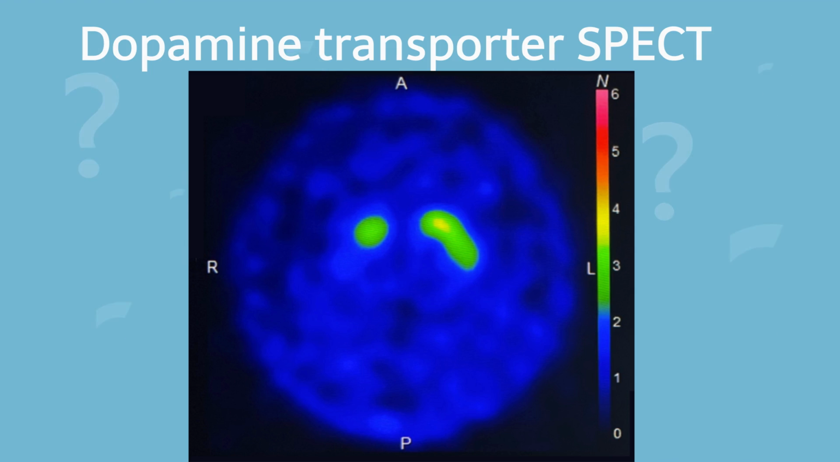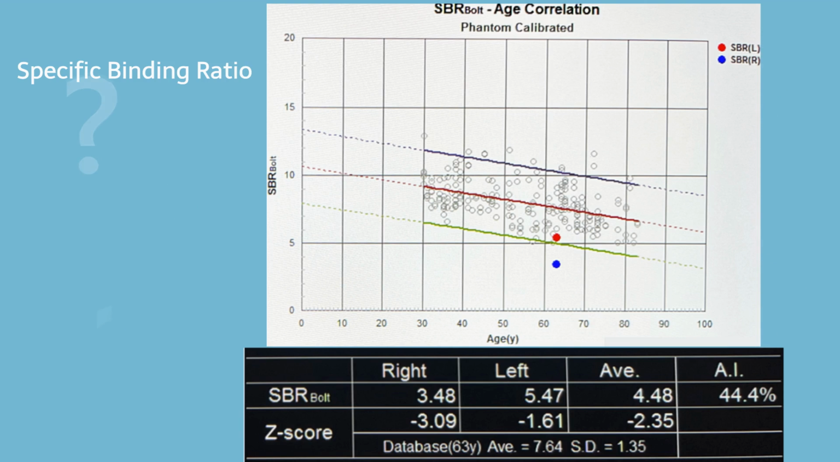This is a dopamine transporter SPECT imaging. Specific binding ratio, SBR. The right striatum is 3.48, more than 3 standard deviations below normal. The left striatum is 5.47, the lower limit of normal, and the asymmetry index is a high value of 44.4.